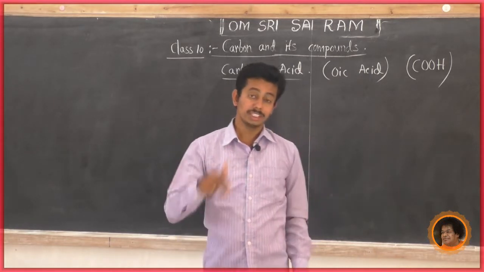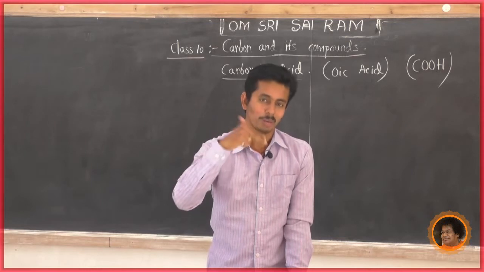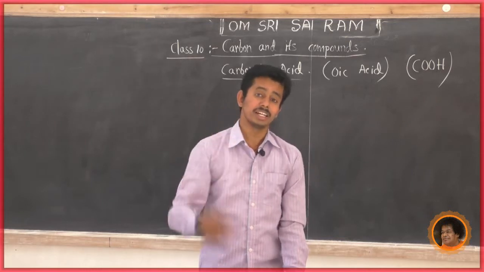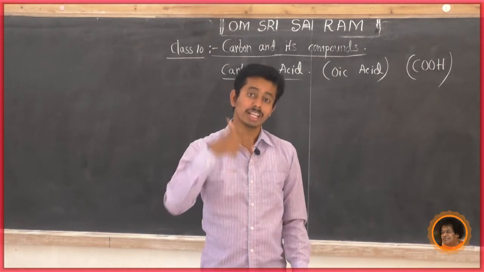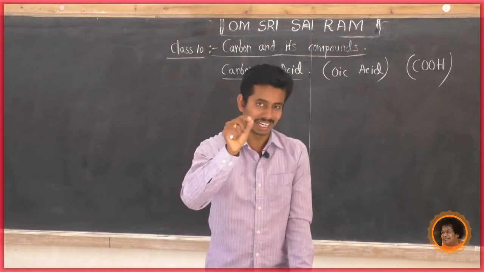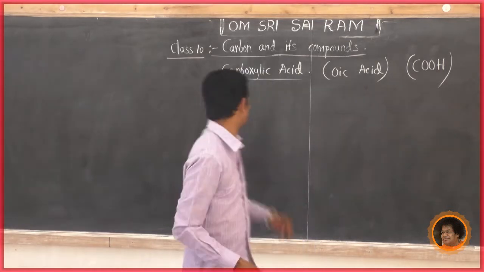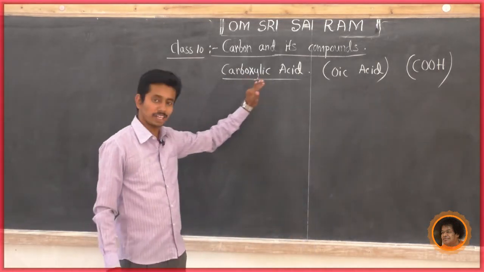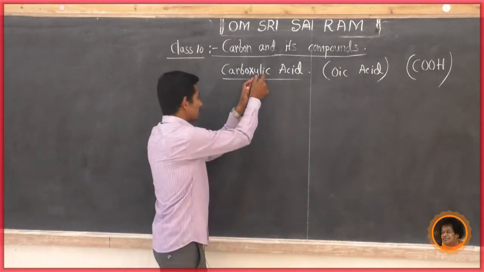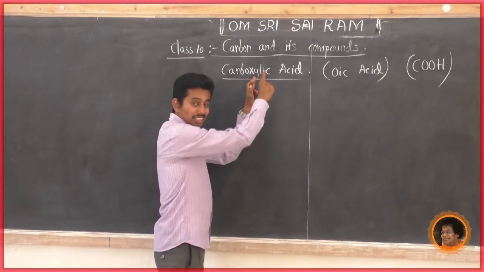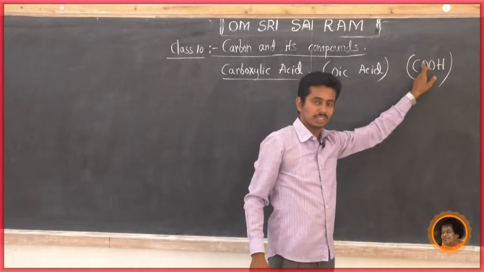Alcohol always ends with OL, for example methanol, propanol, butanol. In the same way, aldehyde ends with AL, for example methanal, propanal. Ketone ends with ONE, for example propanone, butanone. In the same way, carboxylic acid, this organic compound, ends with oic acid. Because of this, carboxylic means oic acid, and its functional group is COOH.